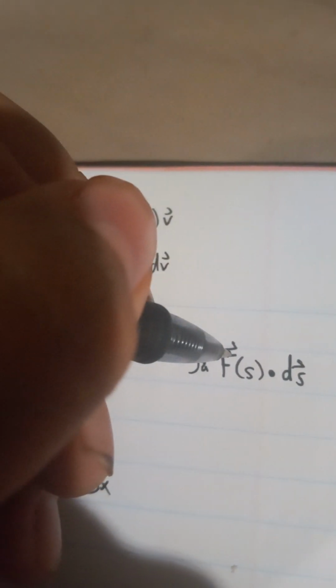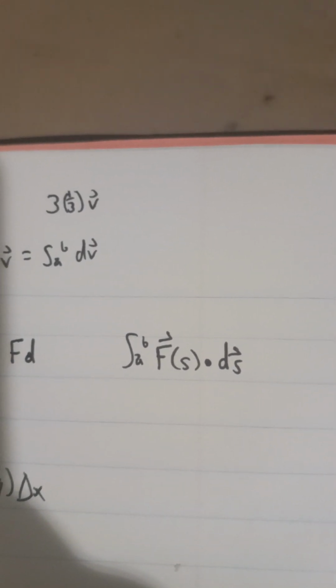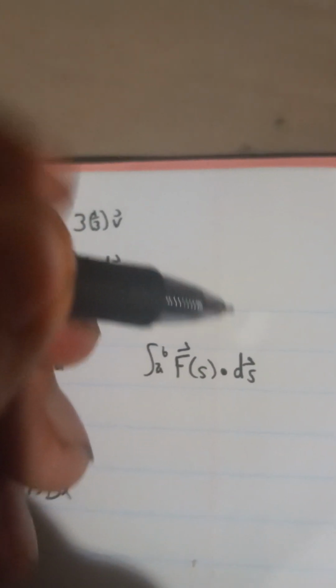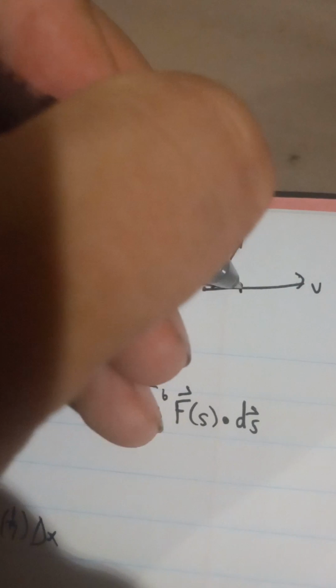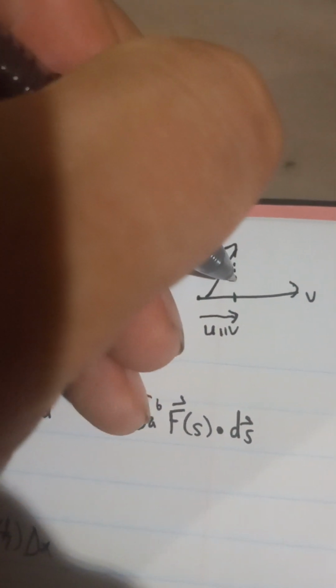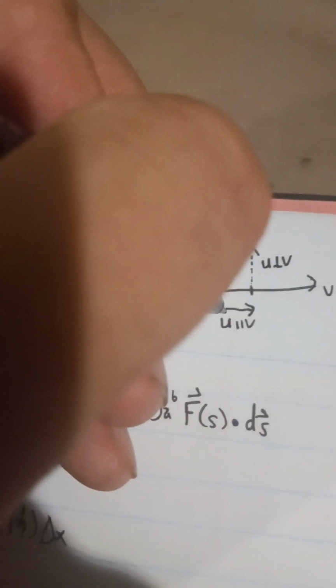Now this seems kind of weird, right? I'm trying to think of a good way to explain this. What we're doing is projecting this force vector onto the space. Imagine you had a vector here and a vector here, this u vector and this v vector. There's a part of u that is parallel to v, and a part that is perpendicular to v. When you take the dot product of two vectors, you're taking the part of u that's parallel to v and multiplying it by v itself.